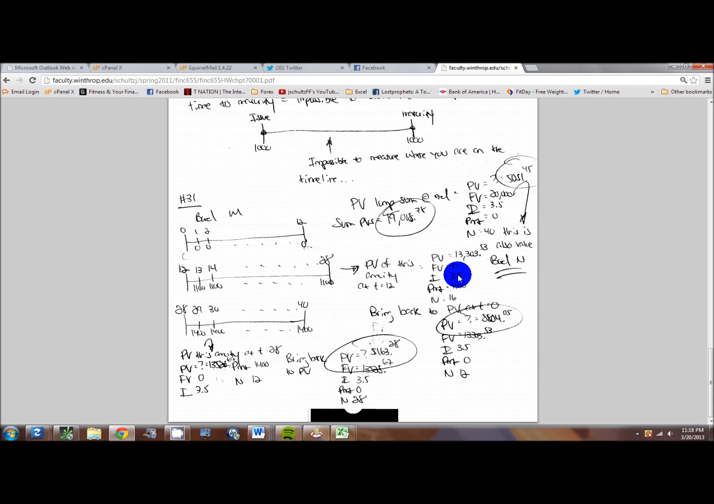The future value is 0. I is 3.5 because it has to be 7% semi-annually. You get $1,100 every 6 months, and there's 16 periods. You crank that out, you get $13,303.53. Okay, that is the present value of this annuity.